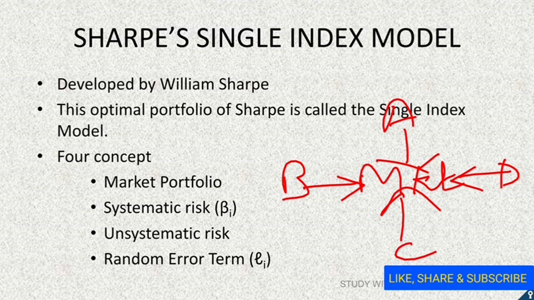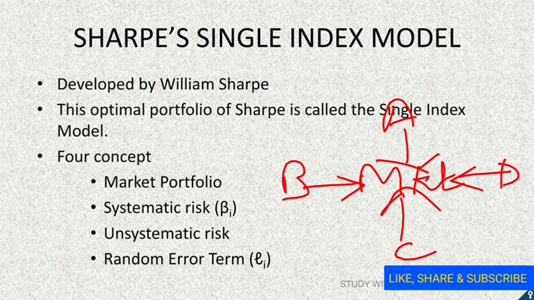This theory was developed by William Sharpe. This optimal portfolio of Sharpe is also known as single index model. There are four important concepts in this model. One is the market portfolio, second is the systematic risk, third is unsystematic risk, and fourth is the random error term. I had made a video on the Markowitz model. You can check the link in the description box or you can hit the I button.